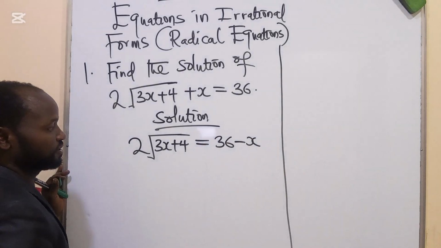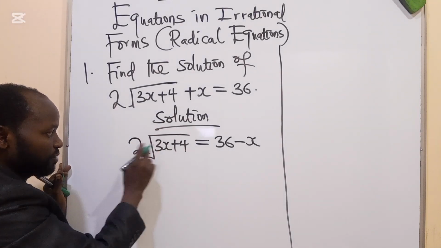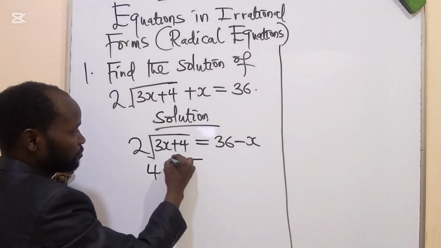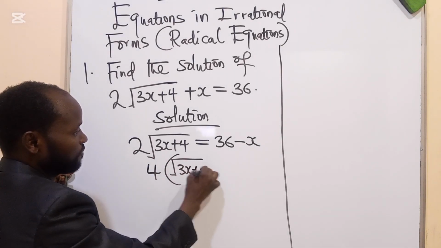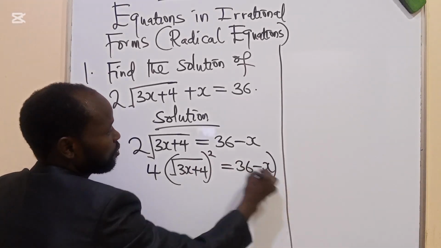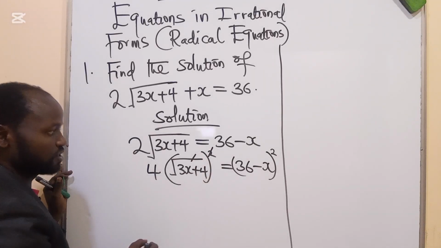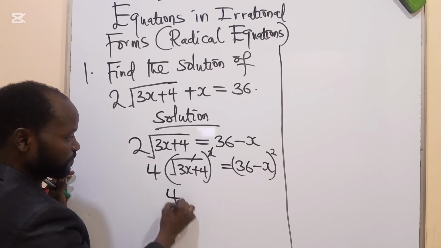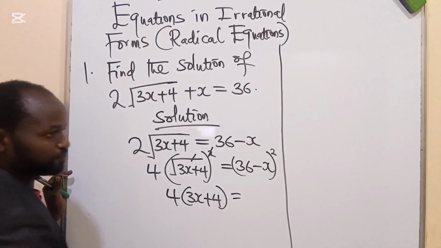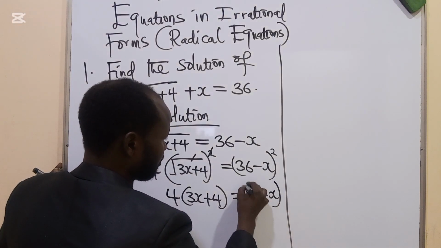Very important. Next thing to do, to remove this square root, we have to square both sides. Squaring both sides means we square these two: that will be 4, bracket open, root 3x plus 4, all squared, equals 36 minus x all squared. This square will remove this square root. We'll be left with 4 into 3x plus 4 equals 36 minus x all squared.